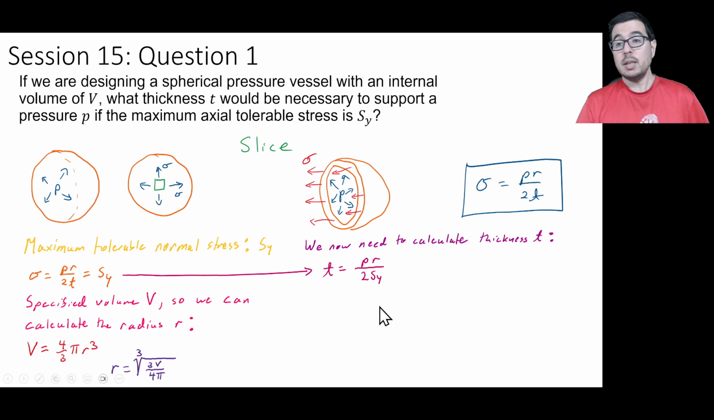We then substitute in this R, and we now have our formula that we can use to figure out what the thickness of the spherical thin-walled pressure vessel might need to be, given the volume that's desired for the spherical pressure vessel, given the yield strength of the material that might be used, and given the internal pressure.